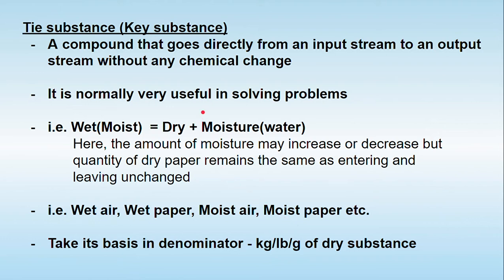Now what is the tie or key substance? It is a substance that goes directly from the input to the output stream without any chemical change. So that substance remains unchanged throughout the chemical process, and it is basically useful in solving the problem.